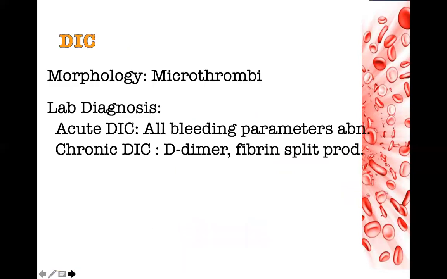So again, there would be formation of microthrombi, especially in the smaller blood vessels. Laboratory diagnosis for acute DIC, all of the bleeding parameters would be abnormal. There would be thrombocytopenia, prolonged bleeding time, prolongation in the clotting time, also prolongation in the PT as well as PTT. With chronic DIC, aside from the prolongation of the bleeding, some of the bleeding parameters may already normalize, but there would be appearance of D-dimer and fibrin split products. So these are all evidences of fibrinolysis.